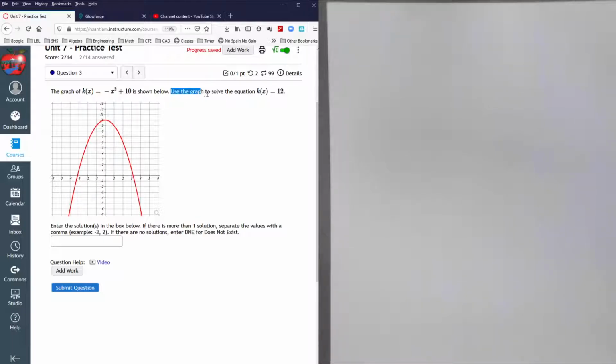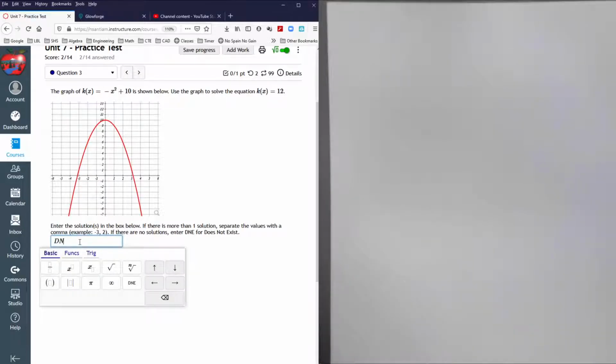Similar problem here. They want to use the graph to solve the equation k of x is equal to 12. So k of x, that's the y value. They want to know where the y value is equal to 12. If I follow along the y-axis, I come up here to 12. I see that the graph does not pass through where y is equal to 12. There is no value on that graph where y is equal to 12. So in this case, there are no solutions, and I'd enter D, not E, for does not exist.